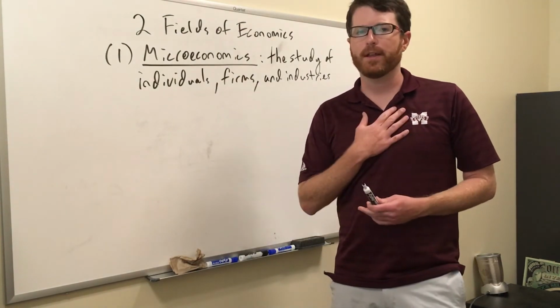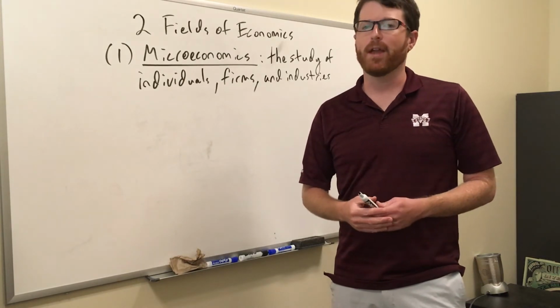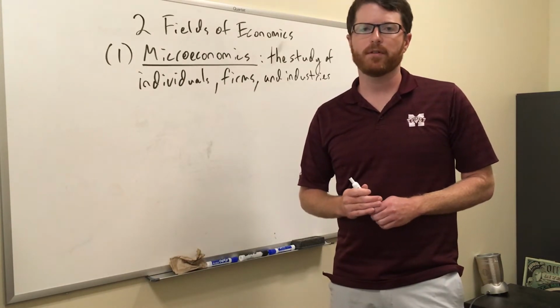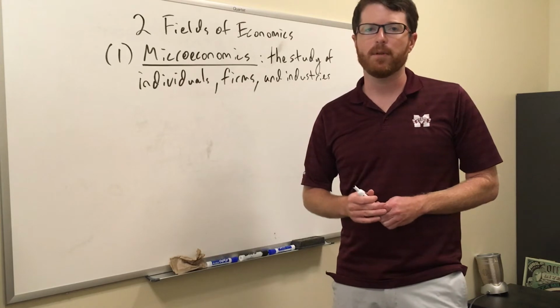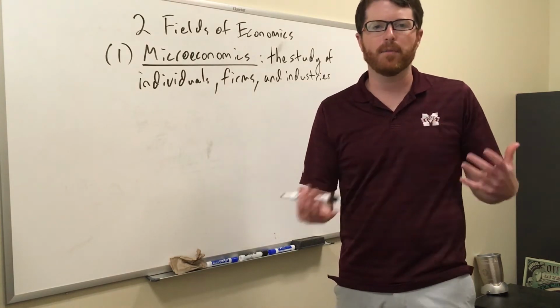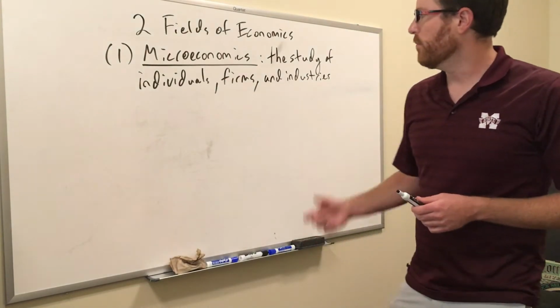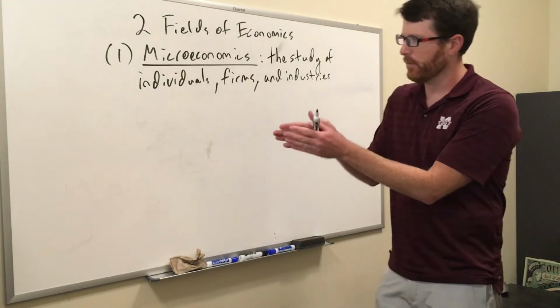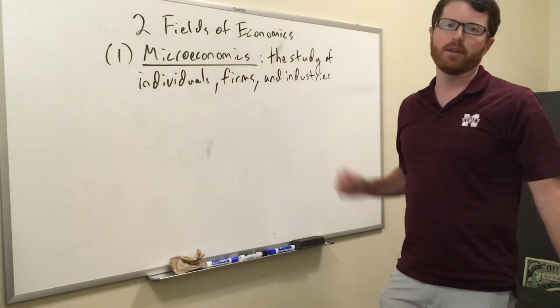So, for example, if I'm thinking, should I have another kid? Boy, that's really an economics issue, because there's a lot to think about, a lot of choices that need to be made, a lot of benefits, a lot of pros, and also a lot of cons to making that sort of decision. So microeconomics is basically everything from the individual up to an industry.